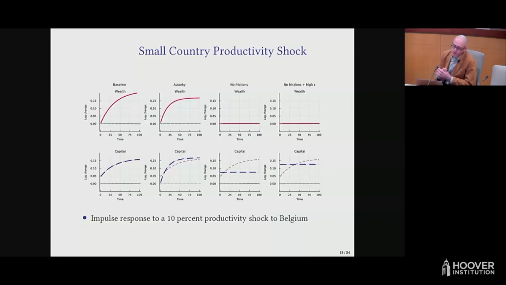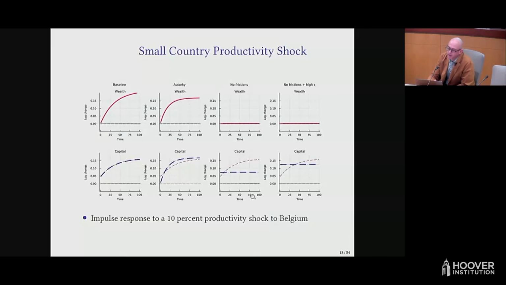So I'm going to do an impulse response for a productivity shock in 4 different models to illustrate how our model generates new predictions for convergence along the transition path to steady state. So the first model is this second column here. This is the closed economy Ramsey model. I'm considering a productivity shock in a small country.